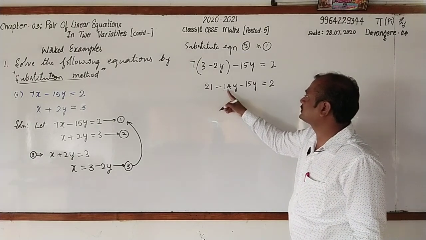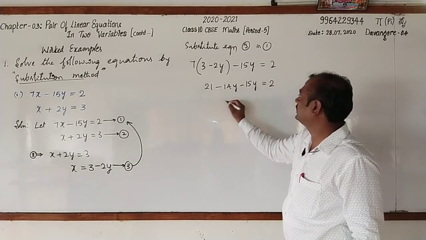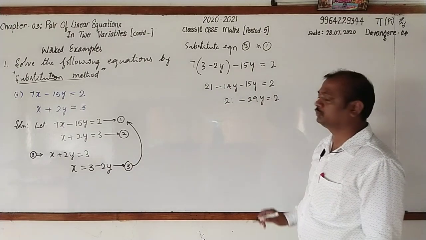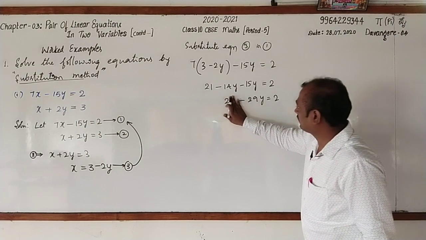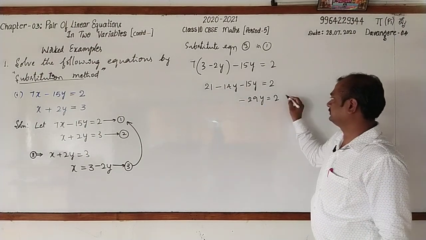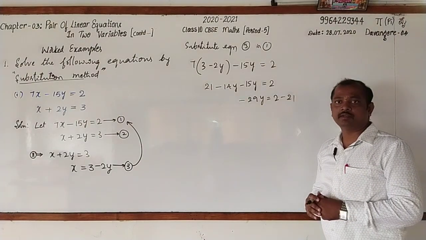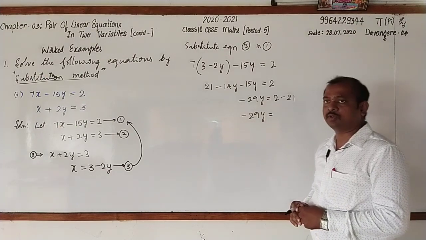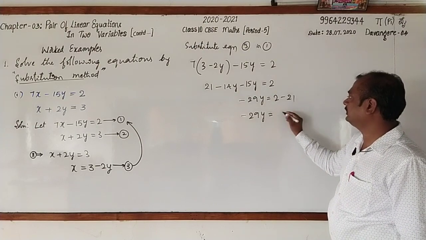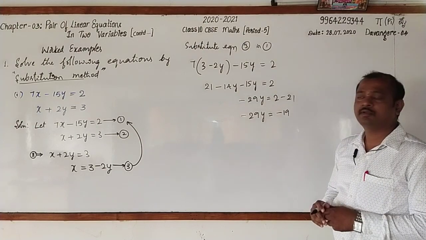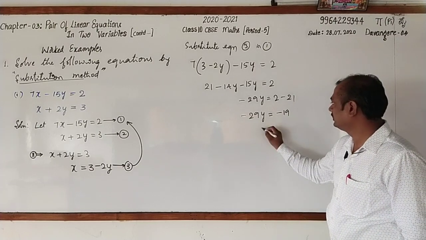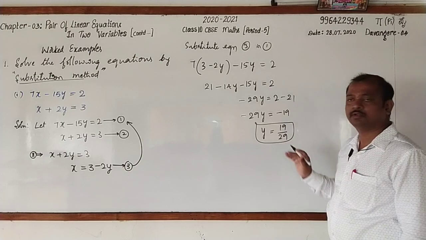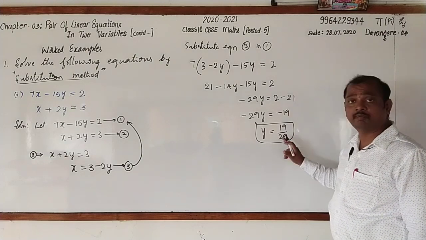Next, minus 14y minus 15y, it is minus 29y. This is equal to 2. Then transfer 21 to the right hand side. It becomes minus 21. Then minus 29y is equal to 2 minus 21, which is minus 19. Minus minus get cancelled. Then y is equal to 19 by 29. Got it? Now we got the value of y.